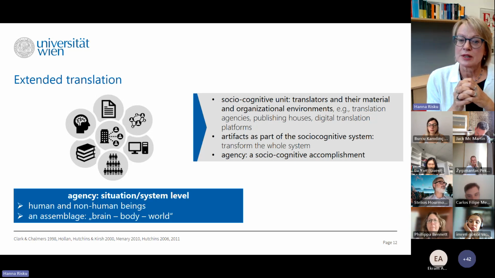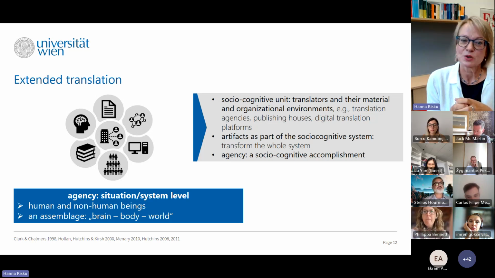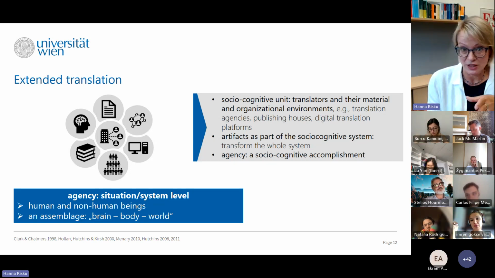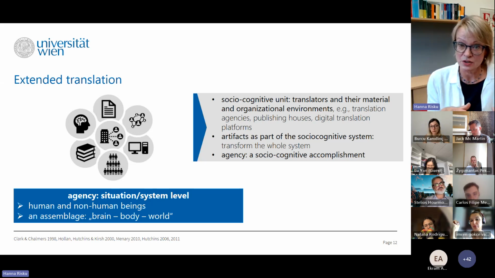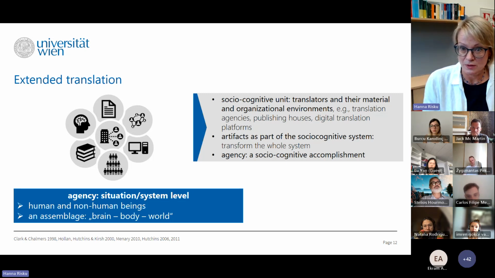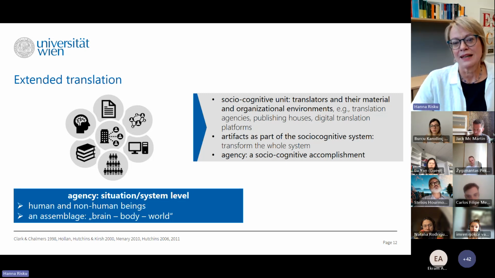So in the case of translating, translatorial agency would not need to be located at the individual actor level, because on the system level, the whole socio-cognitive system is the unit that is able to translate, not the individual person alone. And it seems to me that the same applies to translatorship.